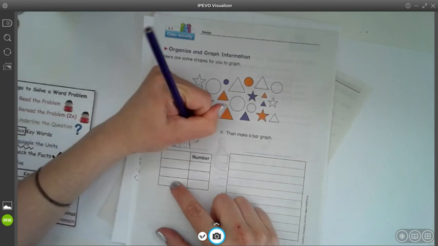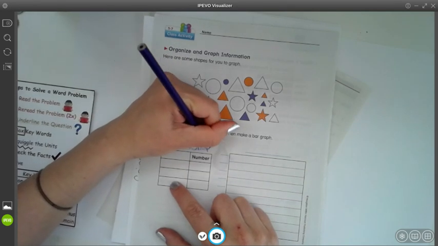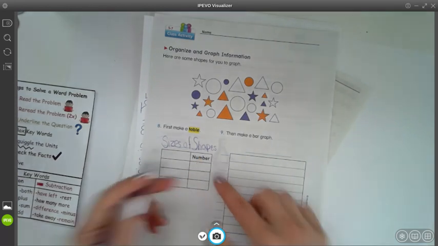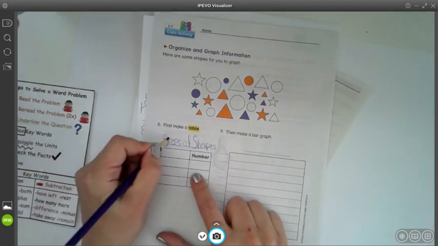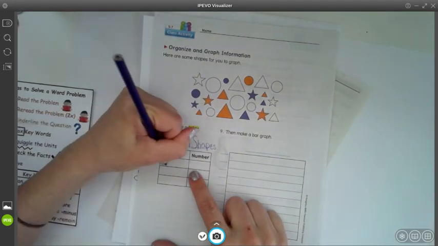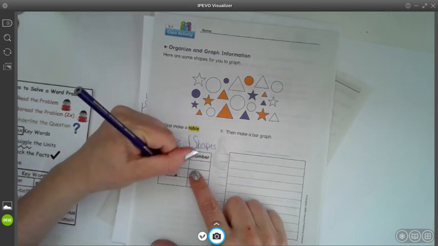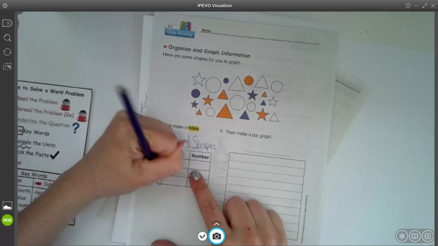Okay, and I could have done it by color. I could have done it by shape. Okay, so instead I did the sizes. So I'm going to say large, medium, and small.